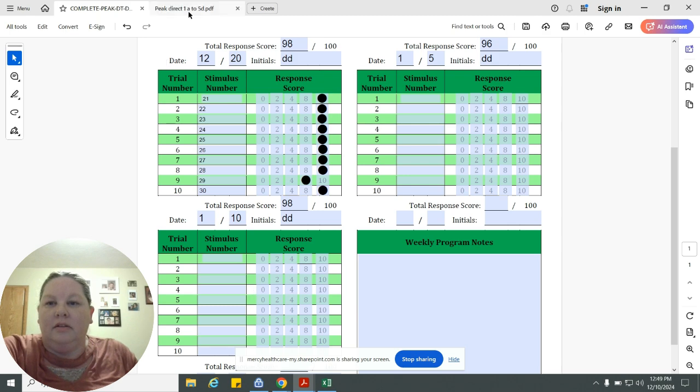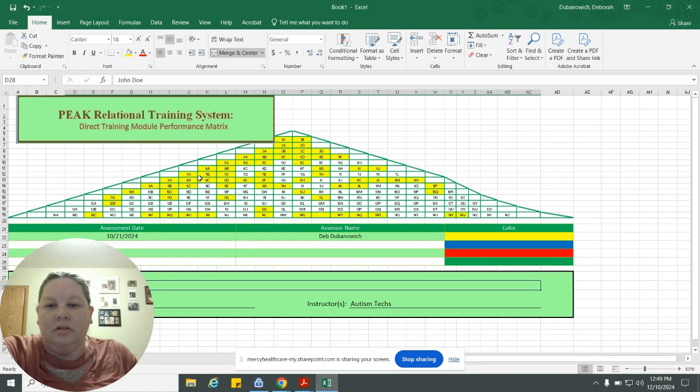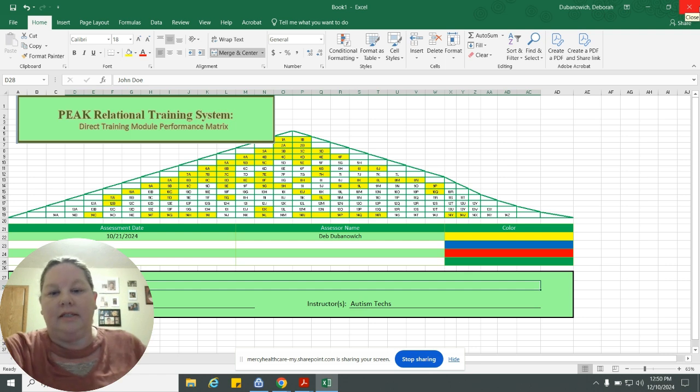Then you can go back to the sheet and write the date mastered. Then this would be left in my mailbox, and then you would return to the triangle, highlight that in, it's mastered now, and then move on to 5F, and so on. PEAK is supposed to be run with only 5 programs running at a time, so it's not overwhelming to the patient.